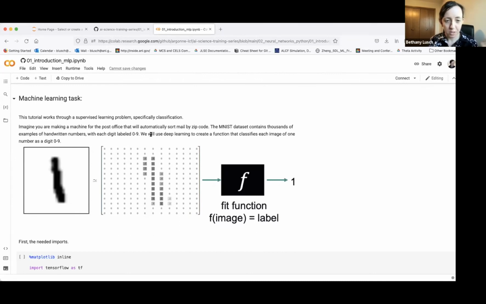And this would be helpful, let's say, if you're at the post office and you want to automatically sort mail by zip code. You want to be able to read people's handwriting of the zip codes. And this is a real early success story of machine learning.